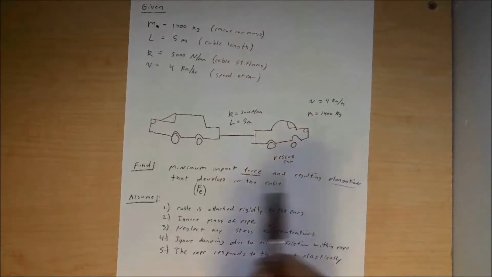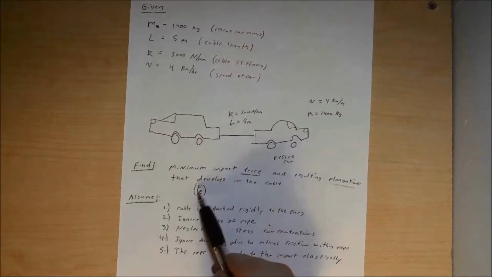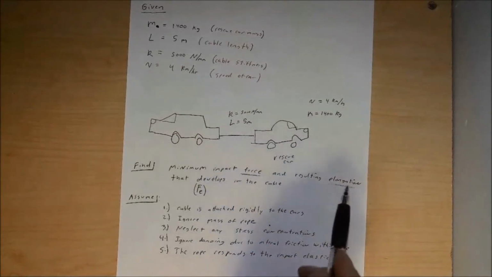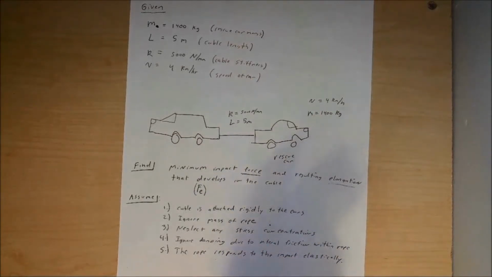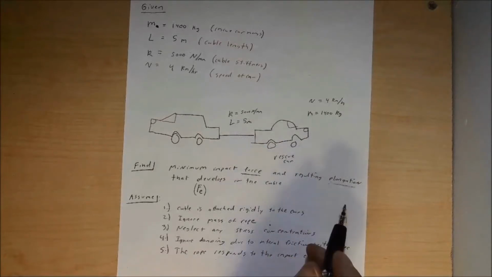So we want to make sure we label things correctly. My impact force here is my elastic force. I'm calling it F sub E here. And we'll have a delta for our elongation that we'll use as our symbol for this.